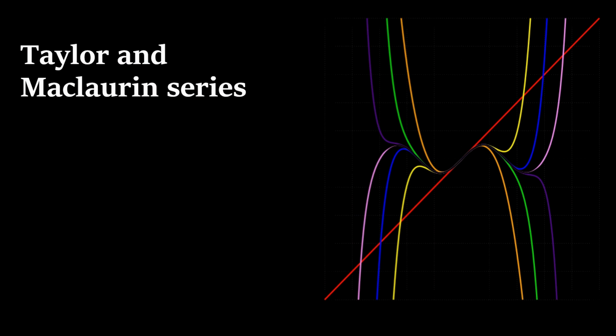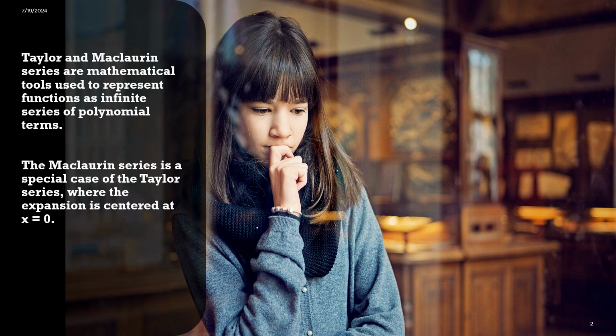In this episode of Calculus Made Easy, we're going to discuss Taylor and Maclaurin series. Now, you may be wondering what exactly are Taylor and Maclaurin series. Well, Taylor and Maclaurin series are mathematical tools used to represent a function as an infinite series of polynomial terms. On the other hand, the Maclaurin series is a special case of the Taylor series where the expansion is centered at x equals 0.